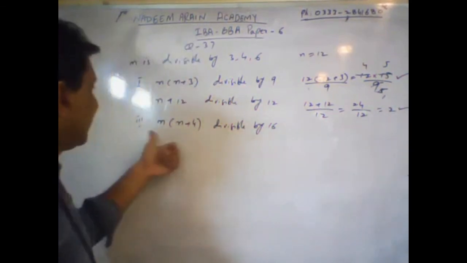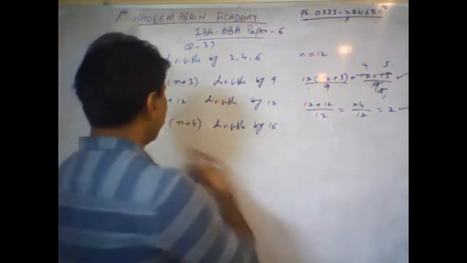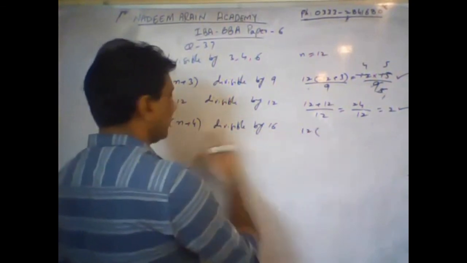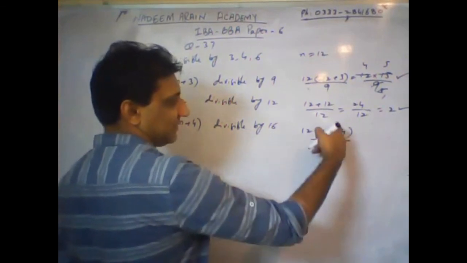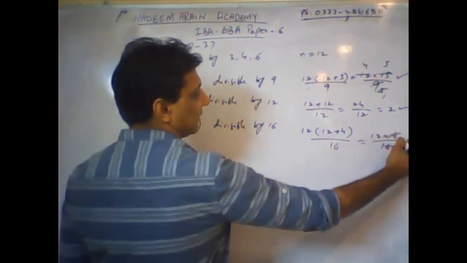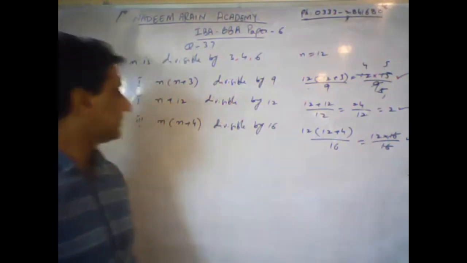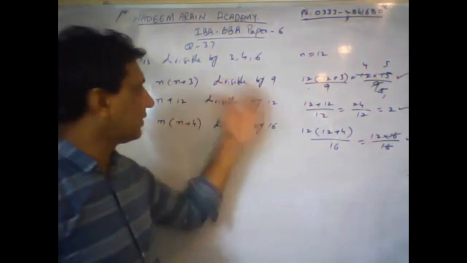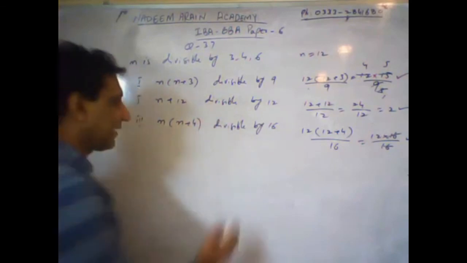Now the third one says n into n plus 4 is divisible by 16. So n is 12 and 12 plus 4 is 16. So 16 will be cancelled out with 16. So yes, this is also divisible by 16. So all three are true. So option D is your correct answer.